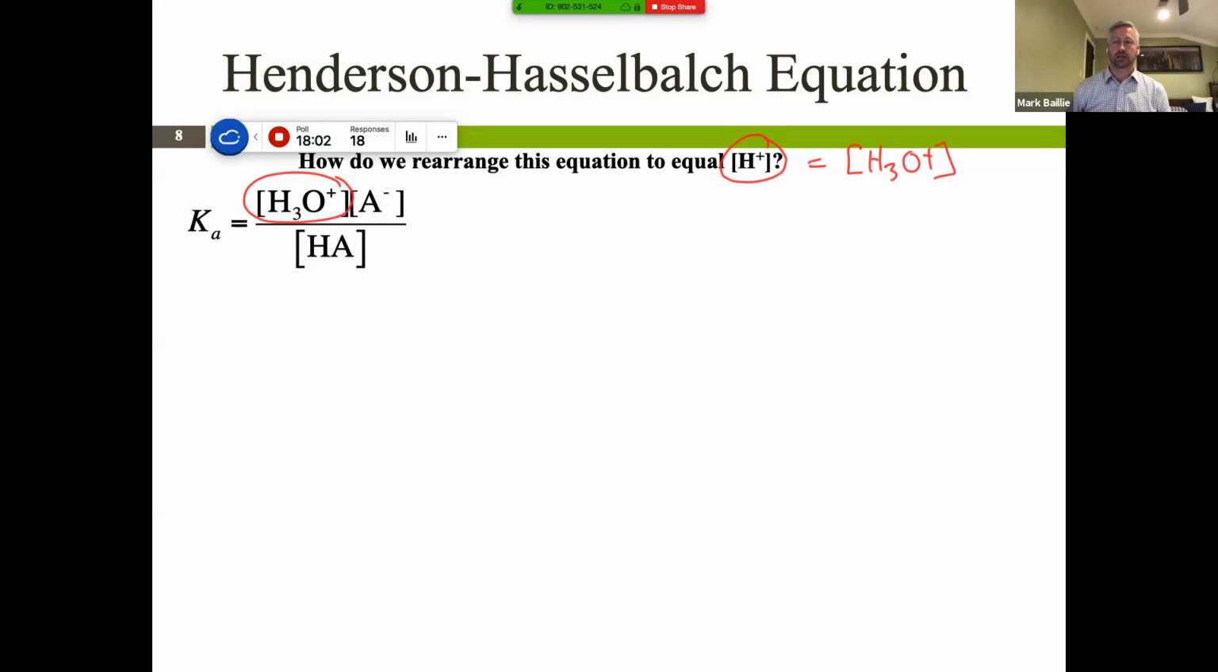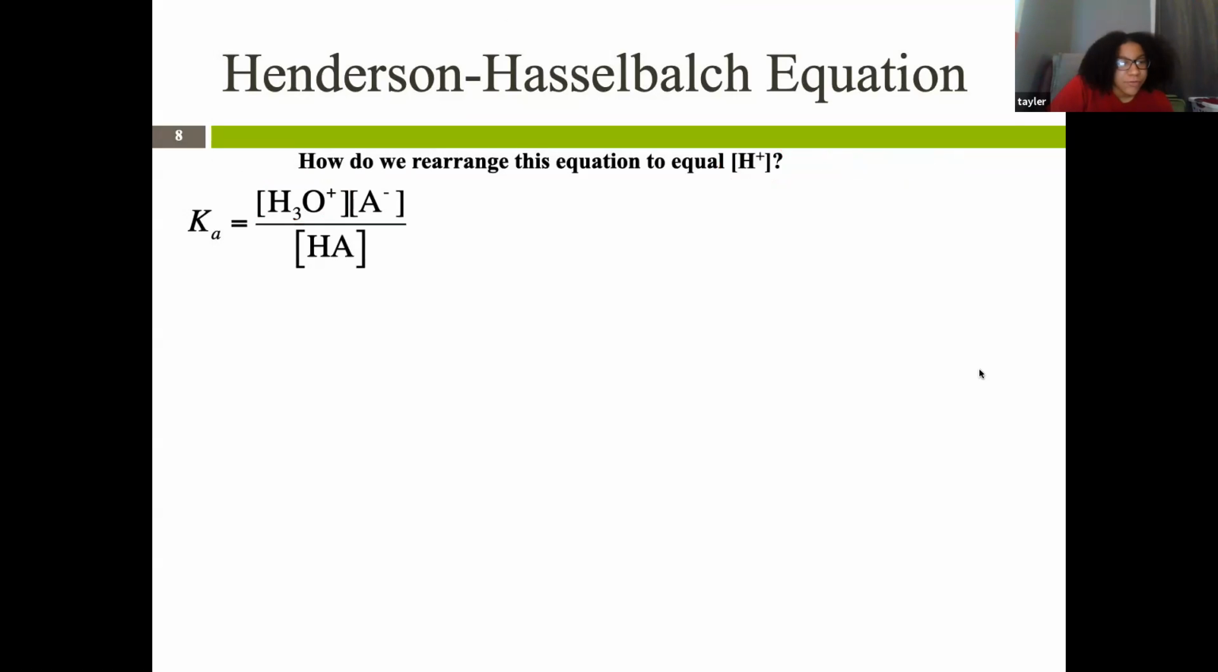So how do we rearrange that Ka equation in order to have H3O+ equals? What does that end up becoming? Any volunteer? Can I have the cat volunteer? Would it be Ka times HA divided by A minus? Yes, exactly.